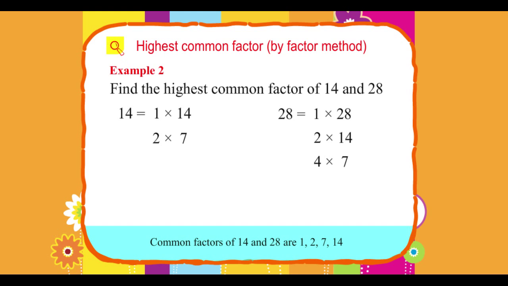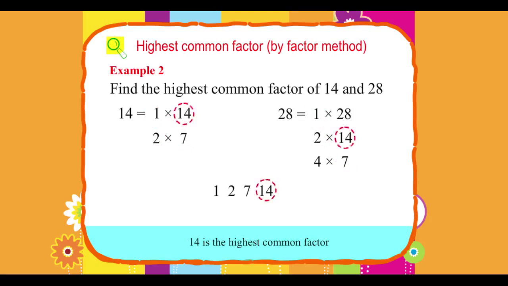Common factors of 14 and 28 are 1, 2, 7, 14. 14 is the highest common factor. HCF equals 14.